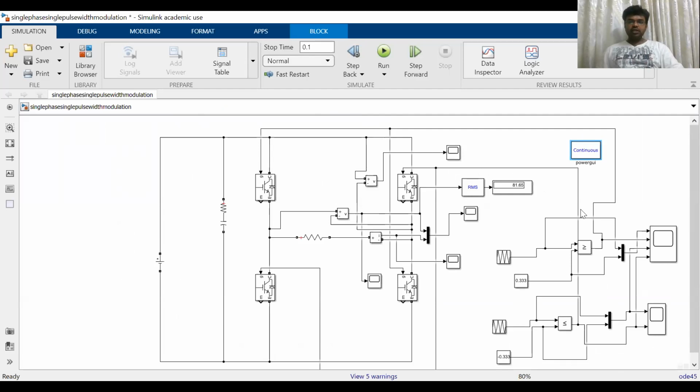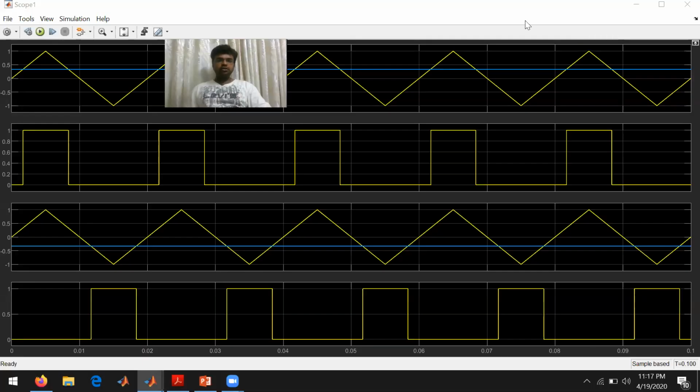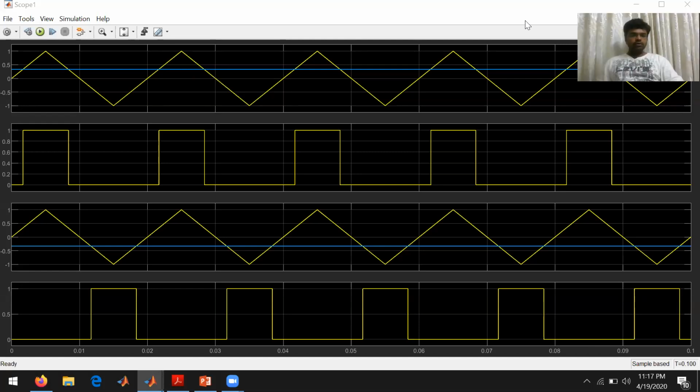And coming to the pulse generation, at a time S1, S2 are turned on. In the next half cycle, S3, S4 are turned on. So these are the pulses. See, this is 0, this is 0.02, and this is 0.01. That means this is 180 degrees, this is 360 degrees. For the first half cycle, this is the pulse. For the second half cycle, this is the pulse.